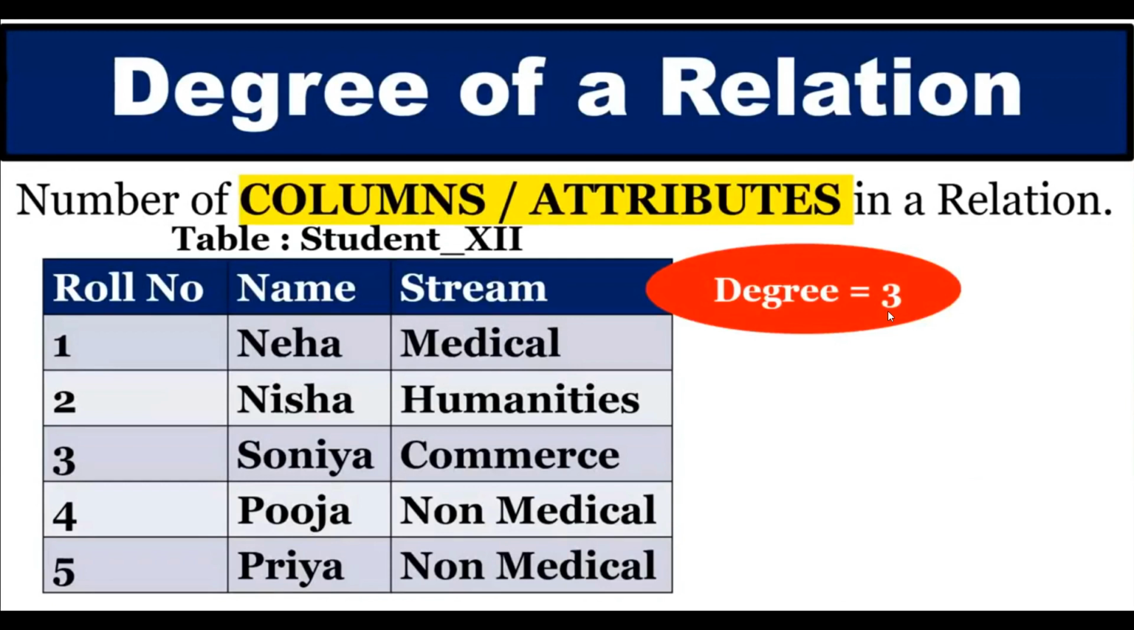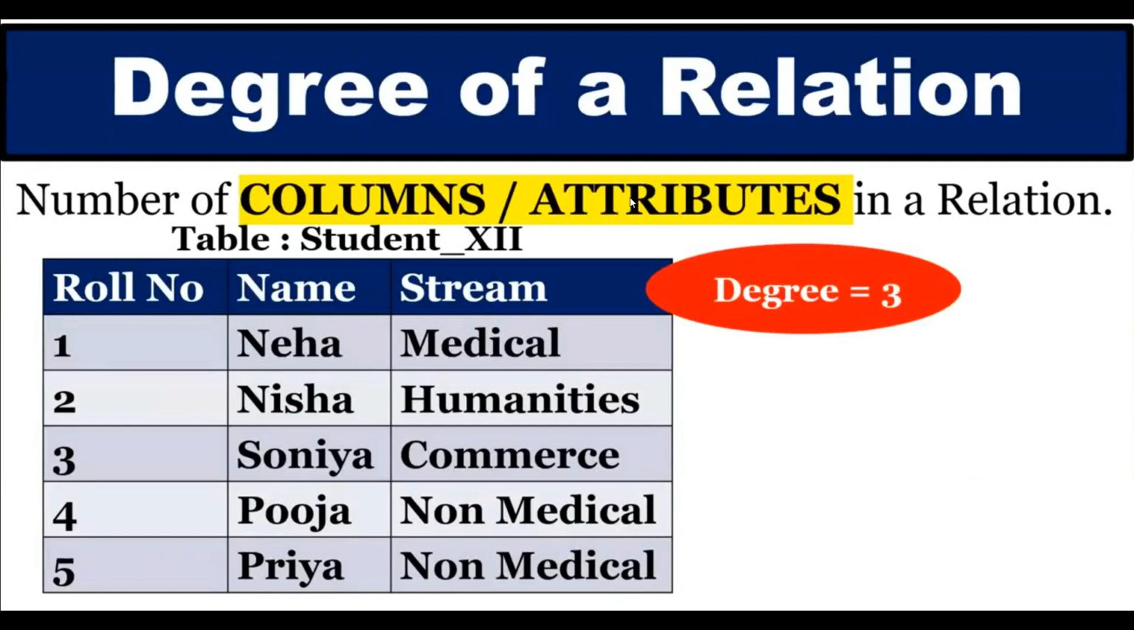Don't get confused with degree, column and attributes. We have just now learned column and attributes are created when you create a table. Degree of a table is nothing but the total number of columns of a table.